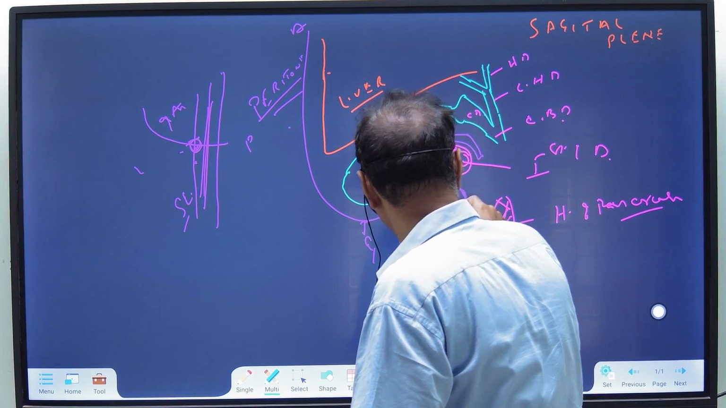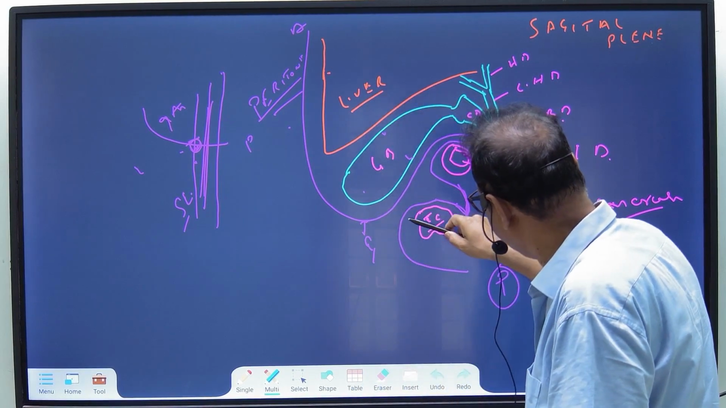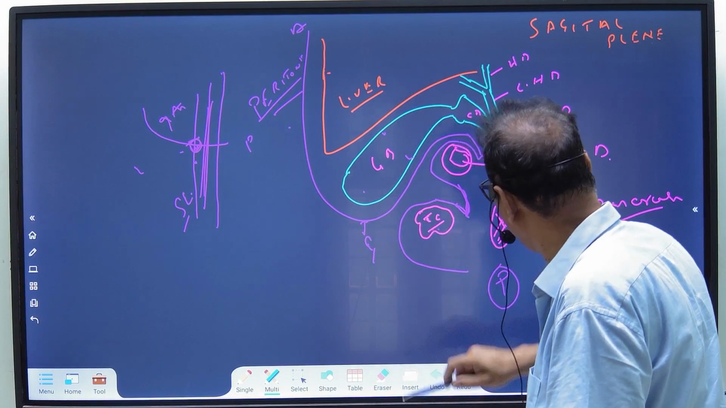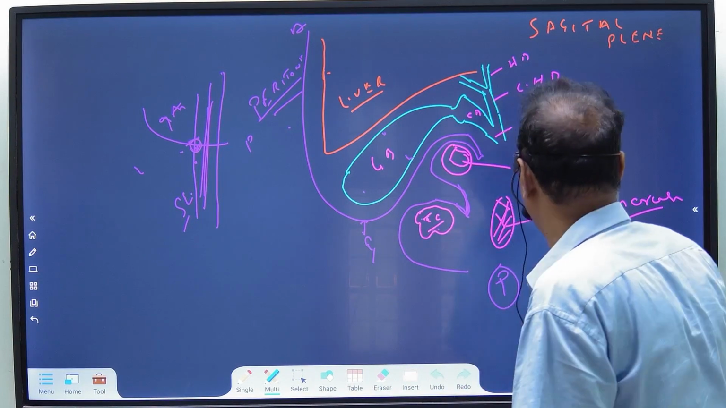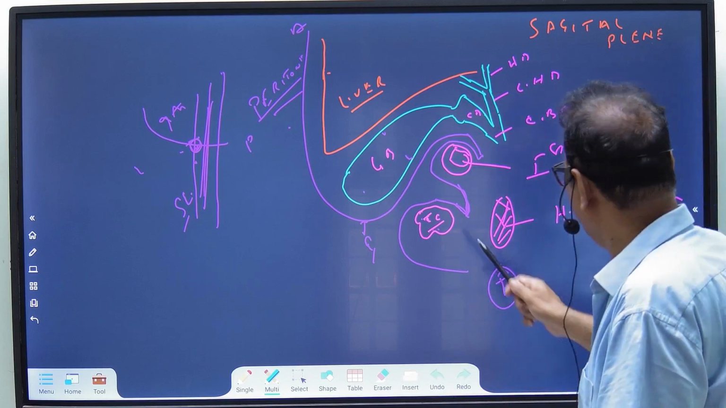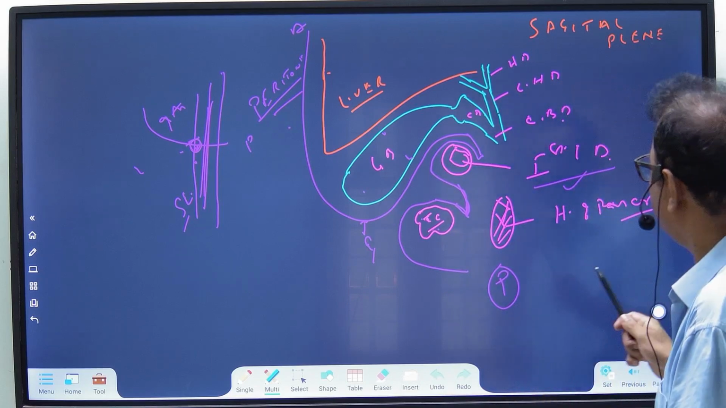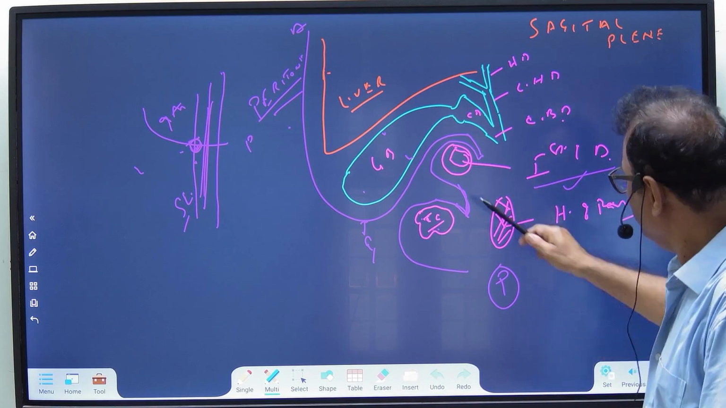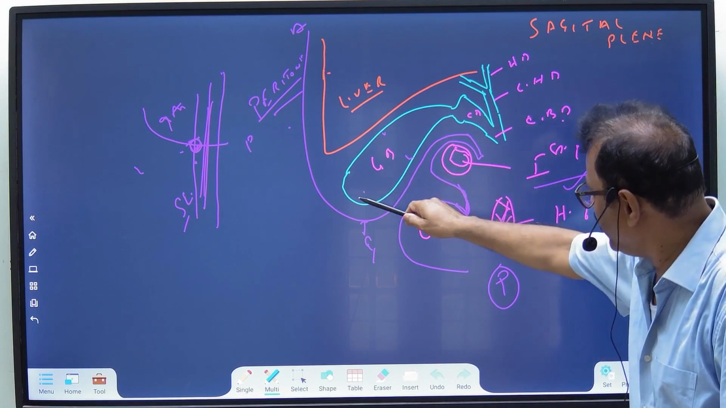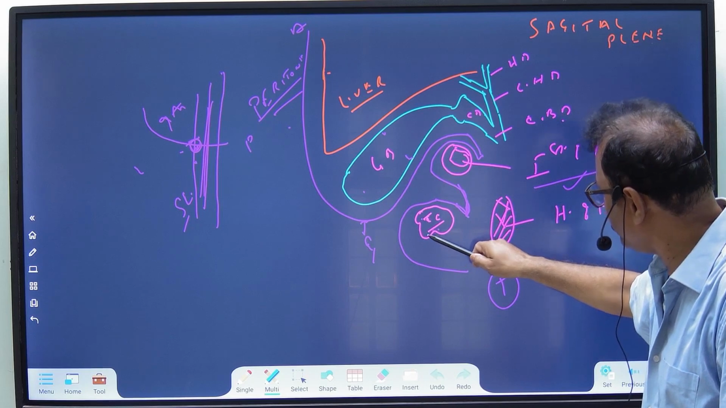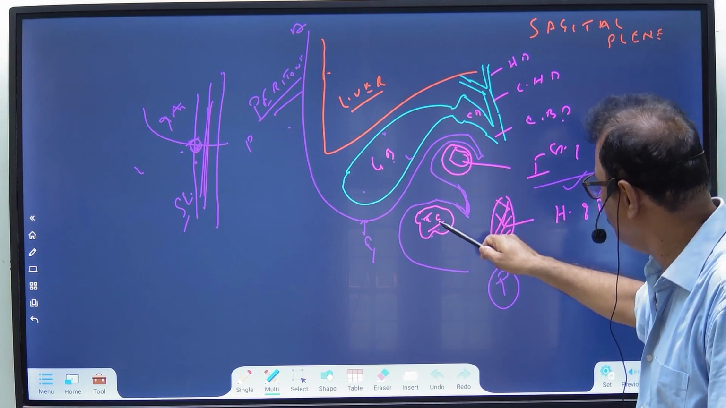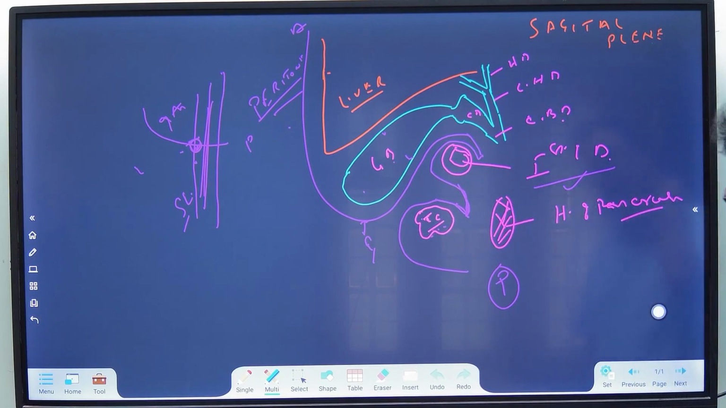And this lower surface is again, as the fundus is related posteriorly to the transverse colon, so the body is also related to the transverse colon, and the body is also related to the first part of the duodenum. So the fundus is related posteriorly only to the transverse colon, but the body is related both to the transverse colon and the first part of the duodenum.